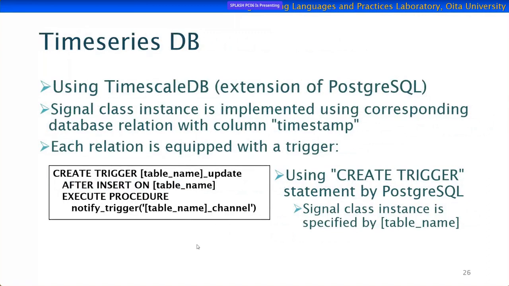For the time-series database, we use TimescaleDB, an extension of PostgreSQL. A signal class instance is implemented using a corresponding database relation with the current timestamp. Each relation is equipped with a trigger. Here is a template of that trigger. This is implemented using the create trigger statement, supported by PostgreSQL. Each signal class instance is specified by the table name parameter for the template.